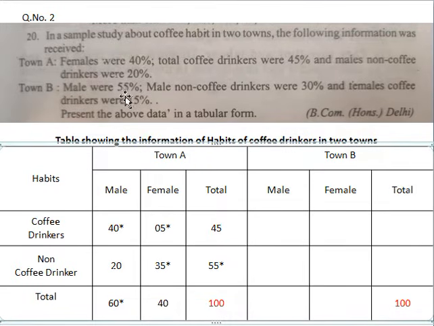Now town B. Town B means male were 55%. So male 55. It is not given whether the cooperative incurs or non-cooperative incurs. Male non-cooperative incurs 30. Female cooperative incurs 15%. Cooperative incurs here, female is here. So how much? 15%.